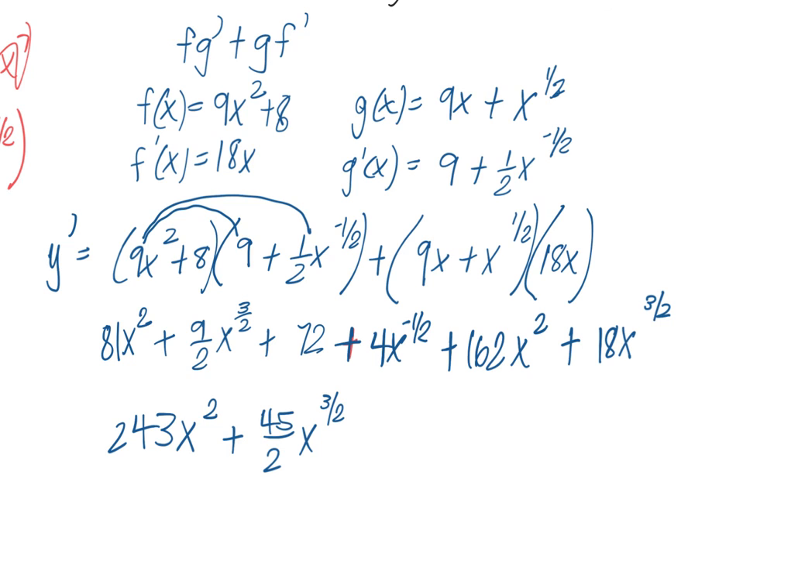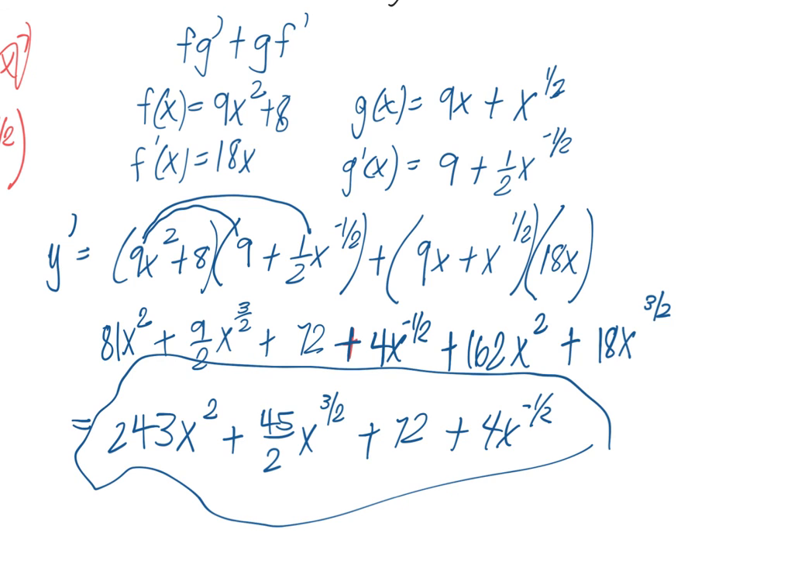So we got that taken care of. We got the 72, and then we got the 4x to the negative 1/2. And I'm fine with us leaving it just like this. There's lots of different ways we could rewrite this and make it look different, but we're fine just like that.